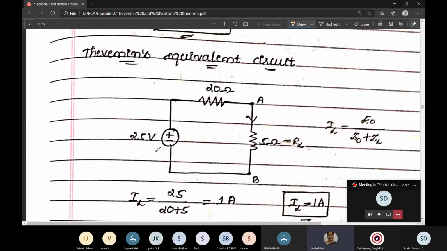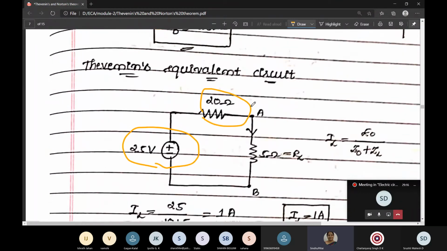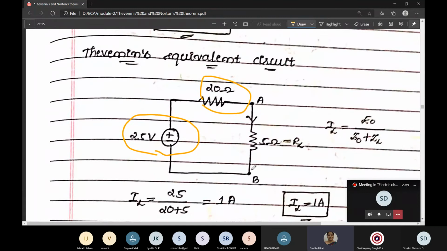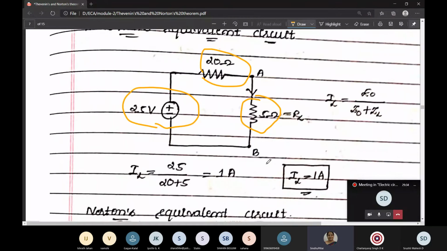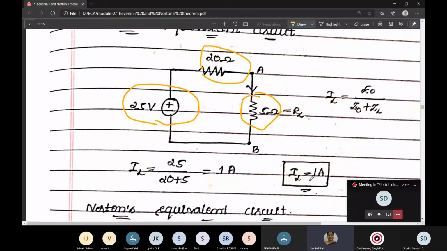So Thevenin's equivalent circuit is 25 volts, this is Thevenin's voltage, in series with the 20 ohm resistor that we got from here. This is 20 ohm. What they had given was a load terminal AB to which a 5 ohm resistor should be connected. You have to find out the load current. So the load current IL is nothing but the voltage 25 divided by the sum of resistances, that is 20 plus 5. We'll get IL as 1 amp. So the current in the 5 ohm resistor is 1 amp.